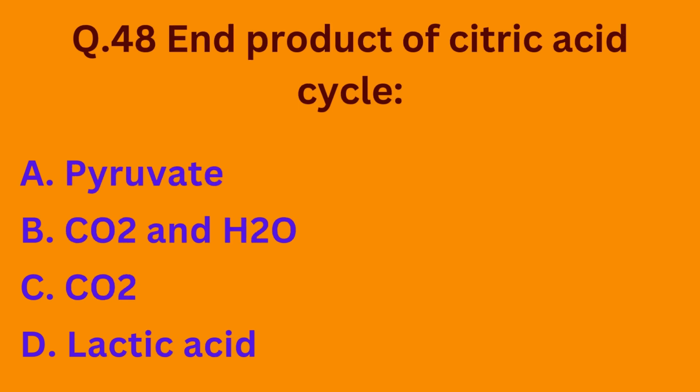Question number 48. End product of citric acid cycle, option A, pyruvate, option B, carbon dioxide and water, option C, carbon dioxide, and option D, lactic acid. So the correct answer is option B. Carbon dioxide and water are basically the end products of citric acid cycle.